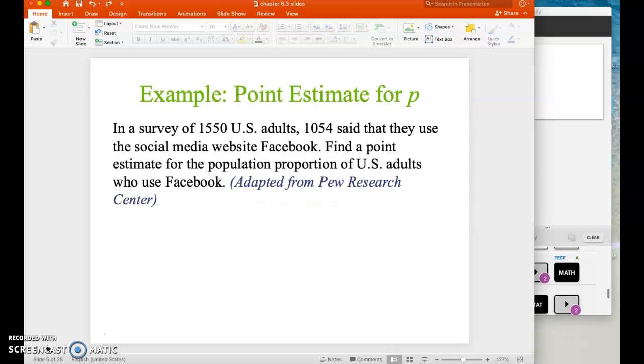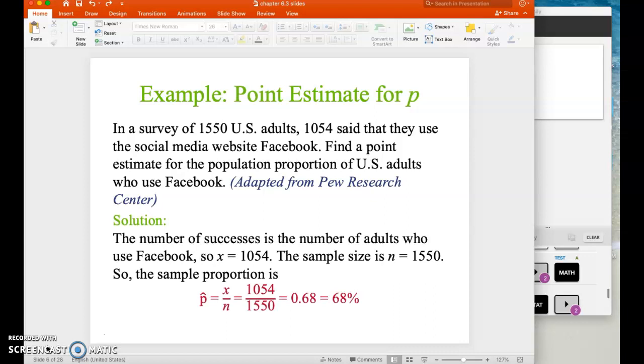Let's look at an example for point estimate. In a survey of 1,550 U.S. adults, 1,054 said that they use the social media website Facebook. Find a point estimate for the population proportion of U.S. adults who use Facebook. Let's look at the solution.